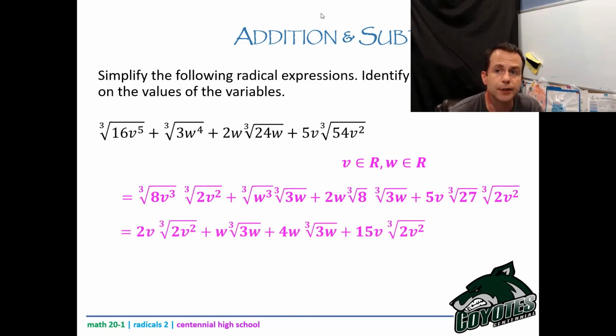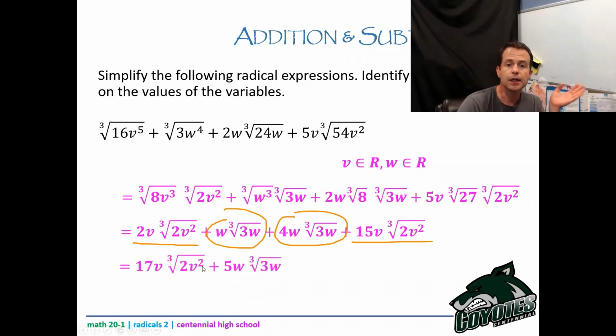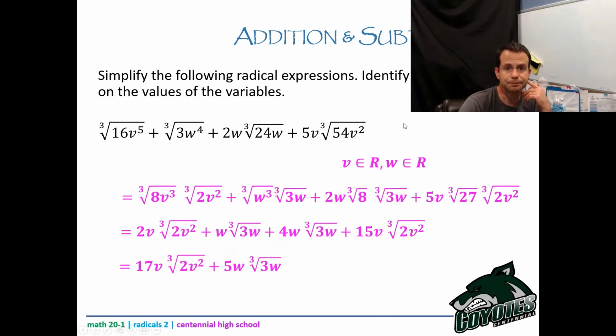The last thing I need to do is just combine like terms. So I've got my 2v cubed root of 2v squared and my 15v cubed root of 2v squared. I can combine those together to be 17v cubed root of 2v squared. Then I've got my w cubed root of 3w and my 4w cubed root of 3w. I can combine those together to get 5w cubed root of 3w. So my final answer there will be 17v cubed root of 2v squared plus 5w cubed root of 3w. Okay, yay.